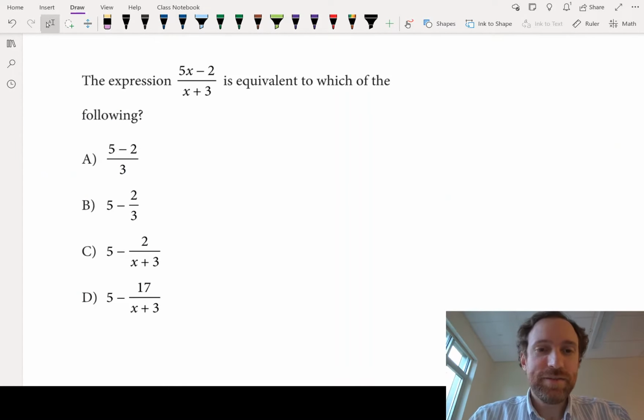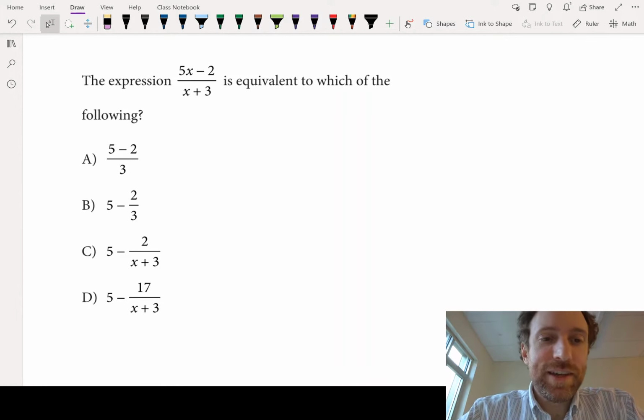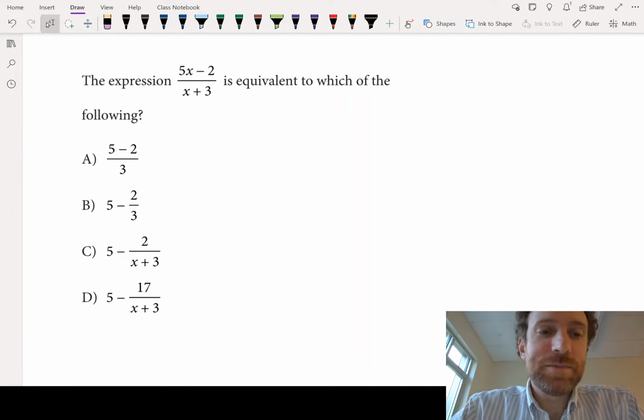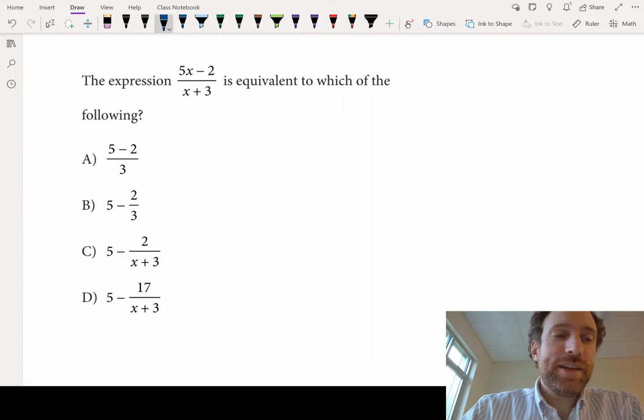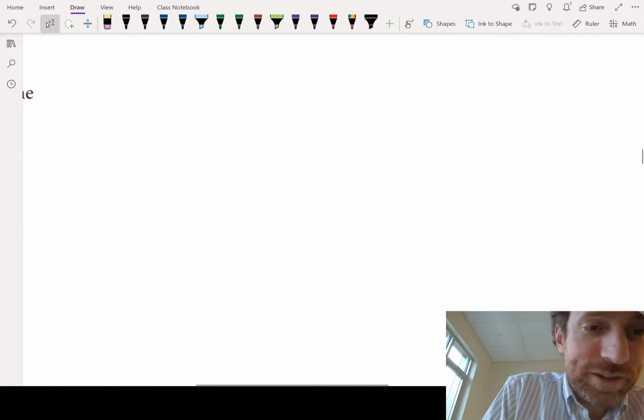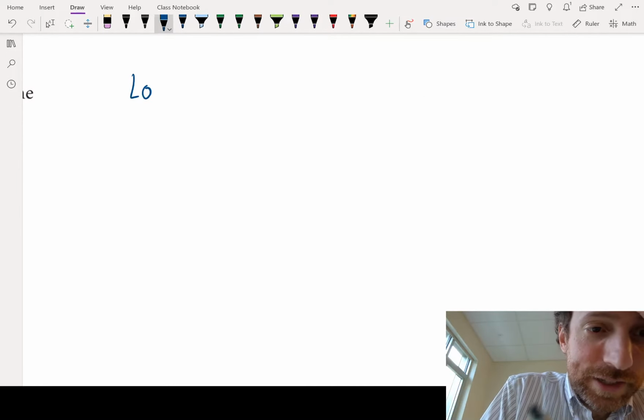Next, we have dividing polynomials. There are a number of ways to divide polynomials. This problem here was from one of the College Board practice tests. In Algebra 2, you learned how to divide polynomials, and you essentially learned two different ways, and I'll show you both of those. The first method is called long division. It's also sometimes just called polynomial division.